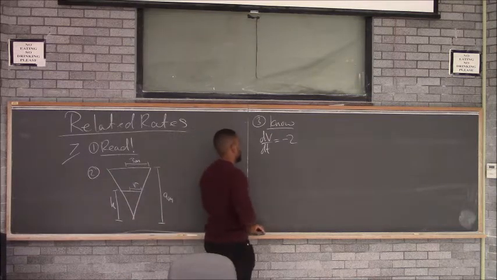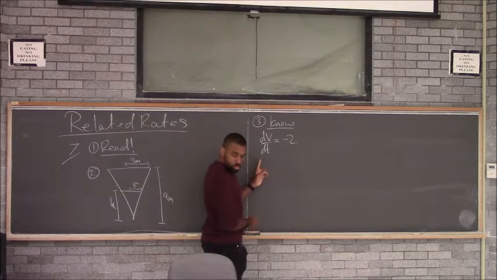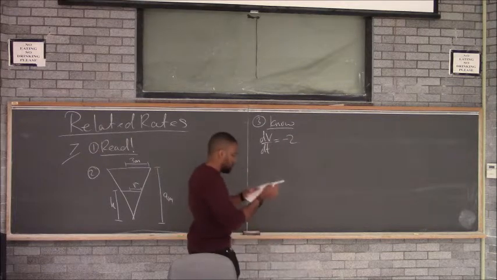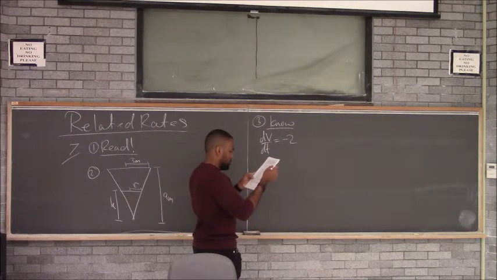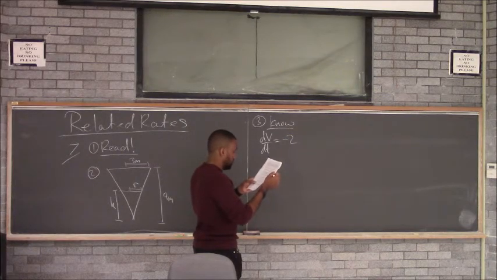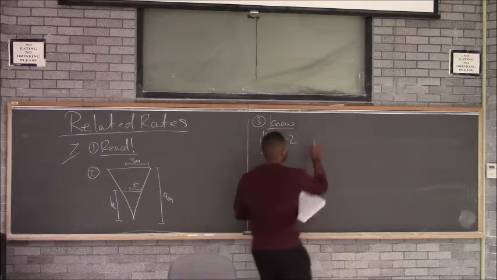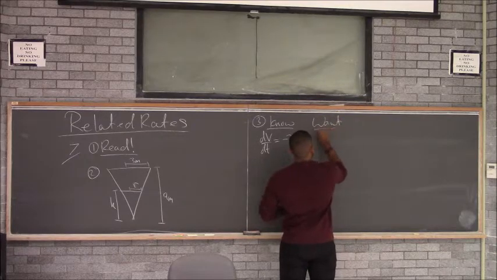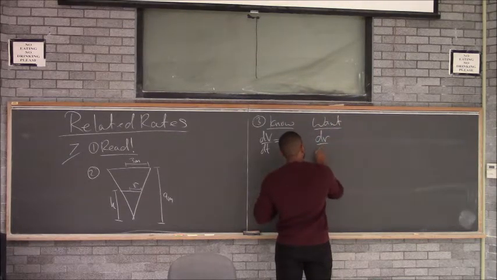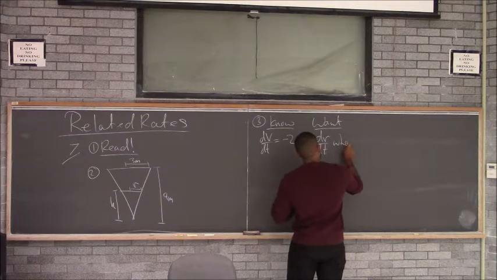Okay, what else do we know? I did a similar triangle thing, so I'll know that later. Is this the only rate we were told? Yes. So what do you want? We want dr/dt when r equals 1.